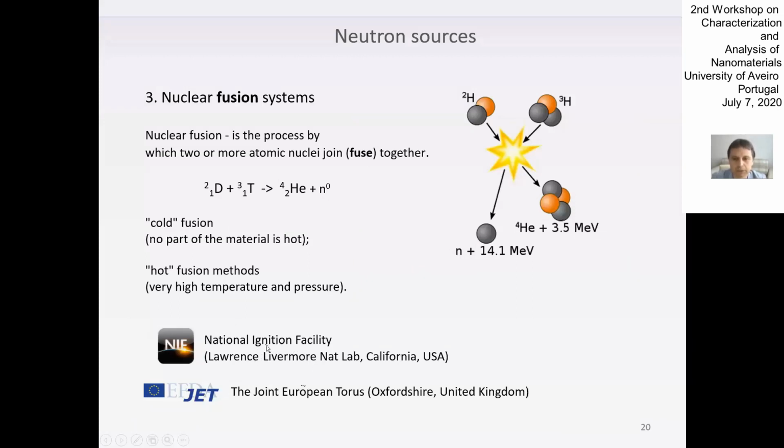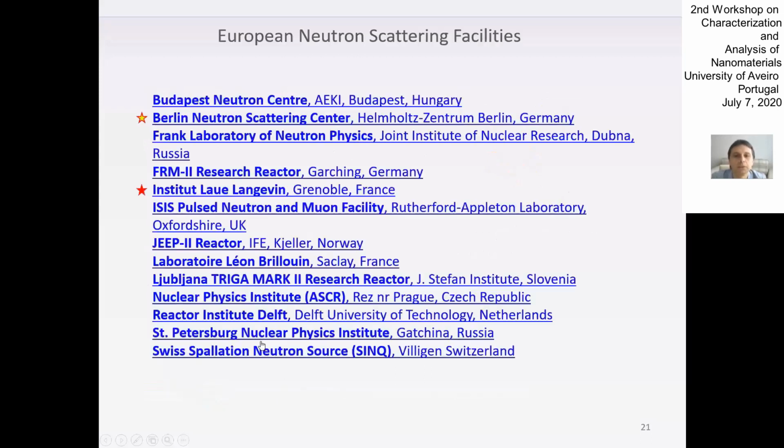So this is just information on how we can get these neutrons and the list of the facilities around the world. The links are clickable, but probably later I can upload this presentation, and if someone is interested, we can find these particular centers and estimate if it's really interesting for you.